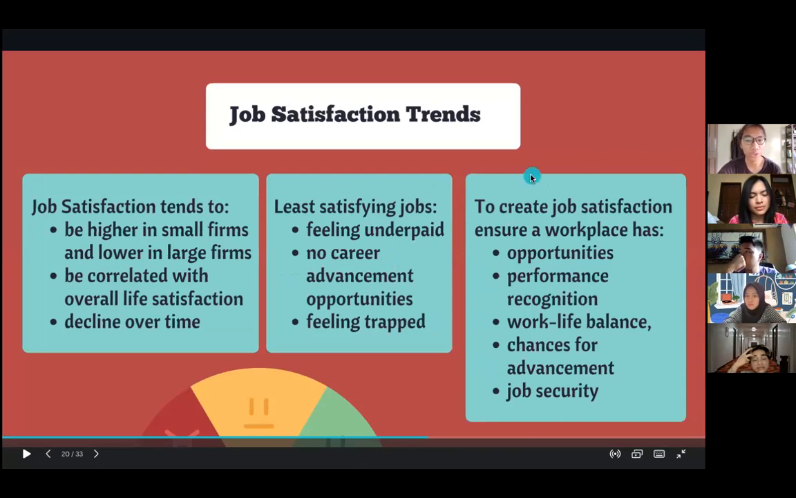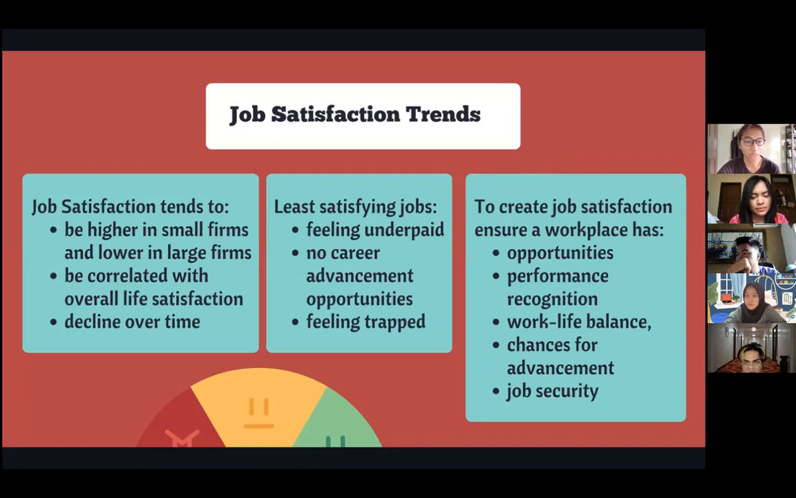Okay, when it comes to job satisfaction, there are a lot of interesting trends. So first, job satisfaction tends to be higher in small firms and lower in large firms. And it is directly correlated with overall life satisfaction. But interestingly, it declines over time. So what this means is that people with high job satisfaction often have high life satisfaction, but job satisfaction often decreases later on compared with the start of someone's job. Furthermore, the jobs with the least job satisfaction often have workers who feel underpaid, have no career advancement opportunities, and feel trapped. Therefore, to create job satisfaction, a workplace has to ensure that it has opportunities, recognition of performance, work-life balance, chances for advancement, and job security.